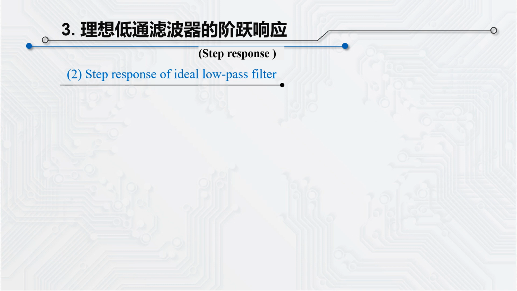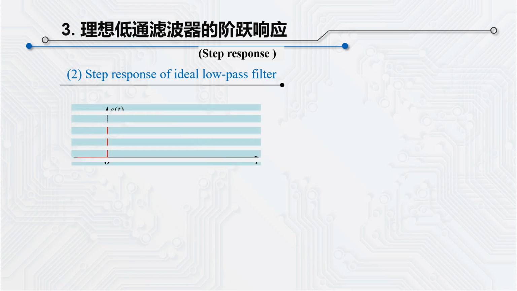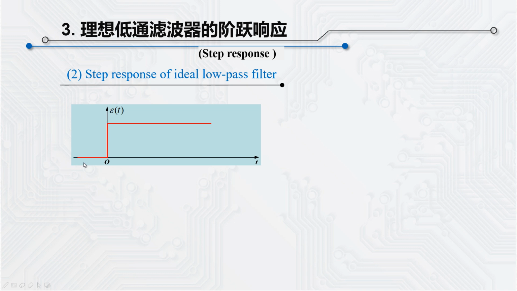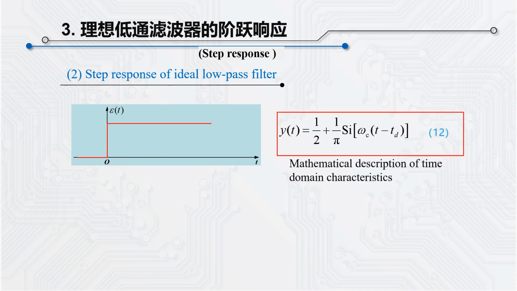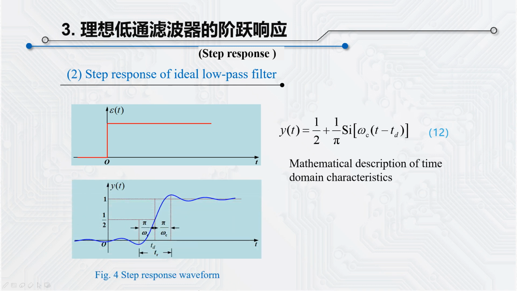According to the previous analysis, let's look at the step response waveform of the ideal low-pass filter. This is the input signal epsilon t. Its output changes according to the law of Formula 12. This is its output waveform. Obviously, there is also significant distortion between the input and output.